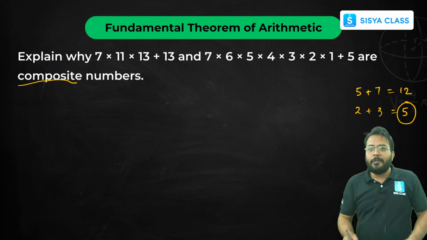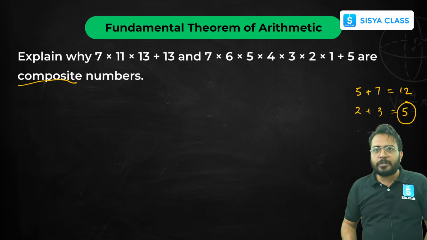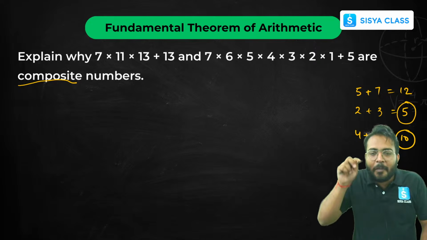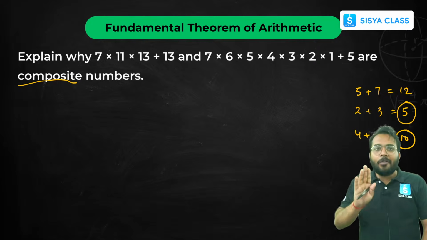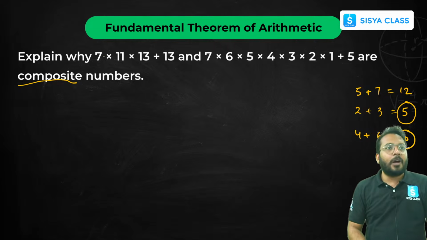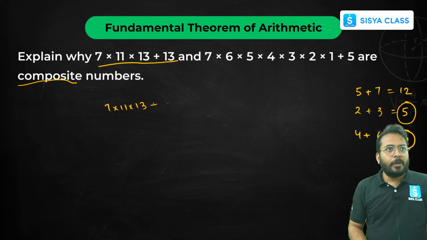But if you are adding any two composite numbers, beta, it is always going to give you a composite number itself. Understood my point? Okay. So the same concept we are going to use here. Here our first number is given, beta: 7 into 11 into 13 plus 13, all right.